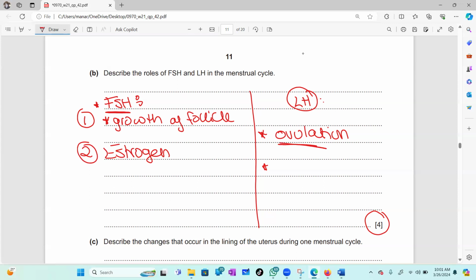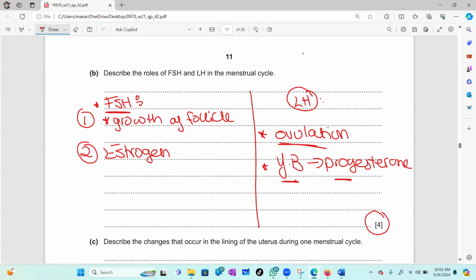Okay, I want another sentence to write because I want 2 points for each. The question is out of 4 marks. So after ovulation, think about it. The yellow body will be formed and the yellow body will produce progesterone. So indirectly, the luteinizing hormone is also responsible for the production of progesterone hormone, because if ovulation did not happen, the yellow body will not be formed and the progesterone will not be produced.